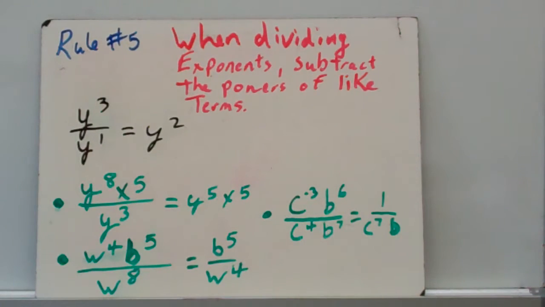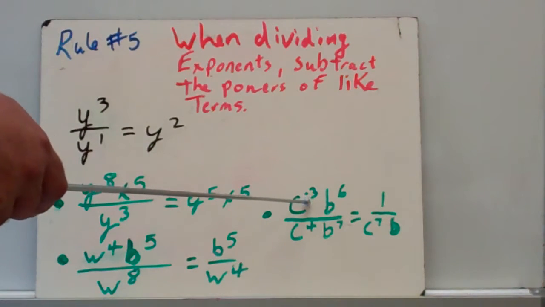We still do subtract those, but in this case, since when we subtract there are more w's on the bottom, the w's will still be in the denominator of that fraction. The w's in the numerator all become 1. So it would end up being 1 times b to the 5th, or just b to the 5th, and then w to the 4th.